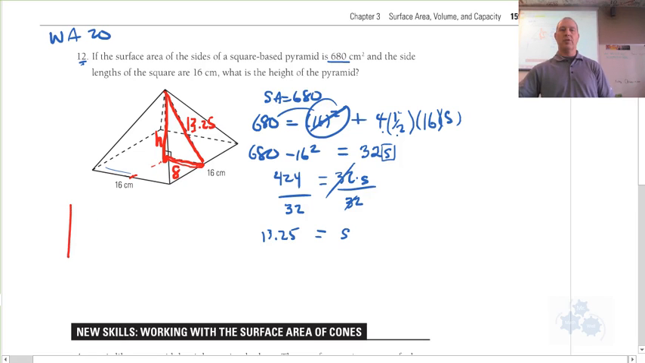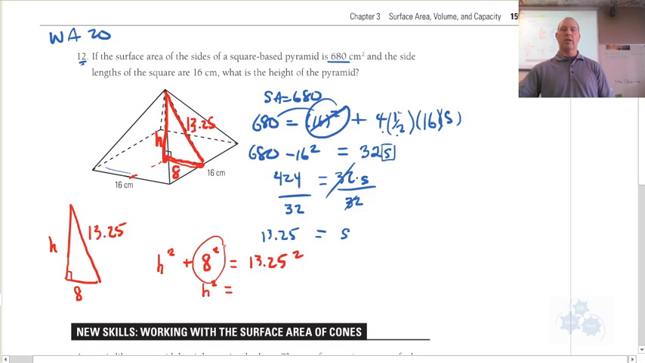So now I have a right triangle, and this is the last piece of the puzzle. Here's 13.25, the hypotenuse. Here's 8, one of the legs, and I'm trying to find h now. So we know that Pythagoras' theorem says that h squared plus 8 squared equals 13.25 squared. So again, you want to solve for h, so get everything that's on the same side as h over to the other side.